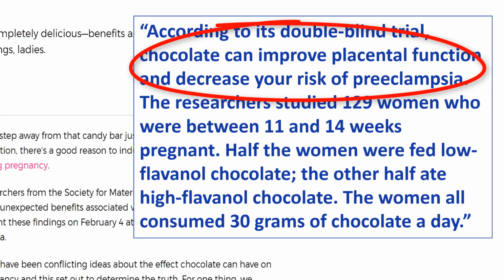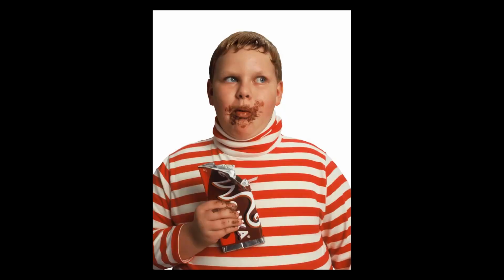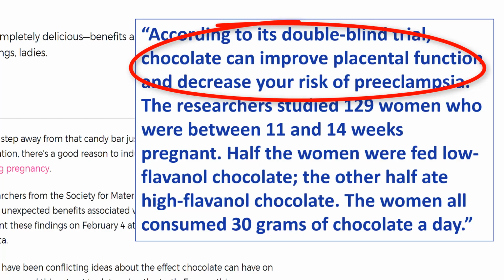Okay, first of all, I can't eat just 30 grams of chocolate at a sitting. I don't know about you, but that's irrelevant. Okay, let's get back to work.